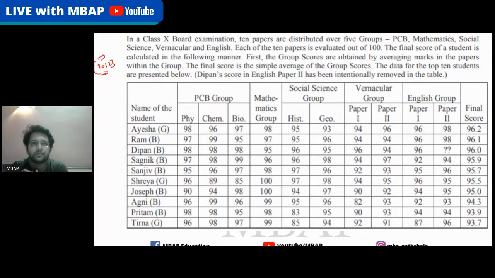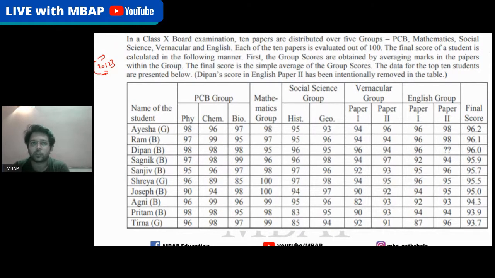The question says, in class 10th board examination, 10 papers are distributed among 5 groups, which is PCB, Math, Social Science, Vernacular, and English. There are 5 groups which you can see. Each of the 10 papers is evaluated out of 100.